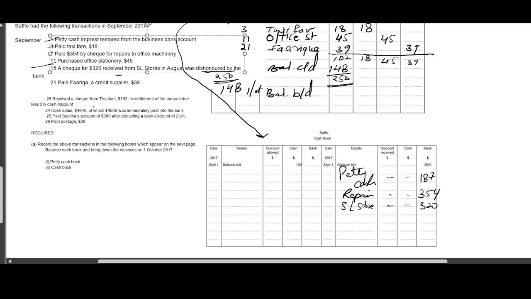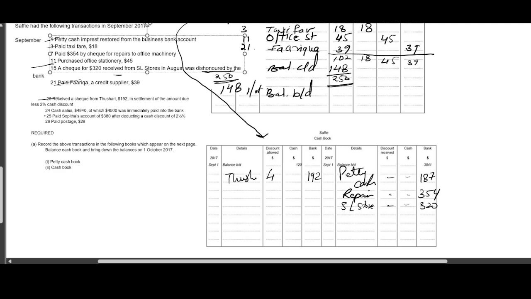Done. Then you paid this, already done. Then on 26th you will receive a check from Thushari, and 192 you received as a check. So 192 from Thushari. And there is a discount, so calculate the discount, the percentage is given. After calculating, 192 at 2% is 4, so I write down discount as 4.